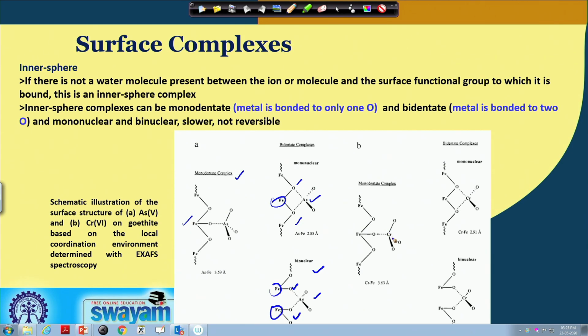Now, this is a monodentate complex. You can see chromium, which is bound to a single oxygen, which is in turn bound with the iron to form an inner sphere complex. This is a bidentate complex. You can see it is a mononuclear bidentate complex for chromium, and this is a bidentate binuclear complex of chromium, where the chromium is attached to 2 oxygen, which are in turn attached to 2 different iron atoms. So, these are examples of different types of inner sphere surface complexes.